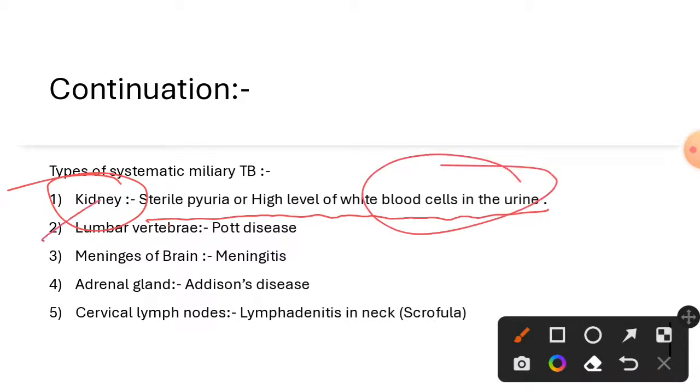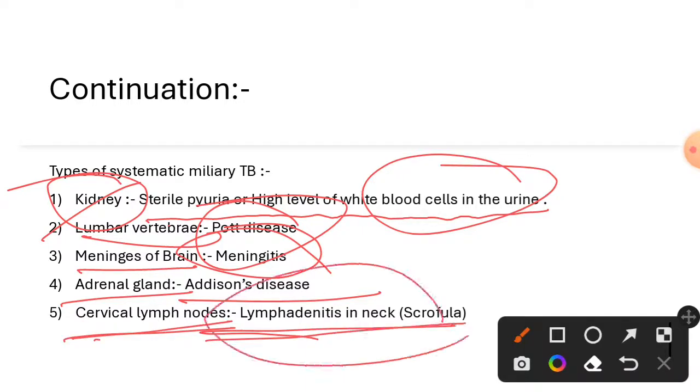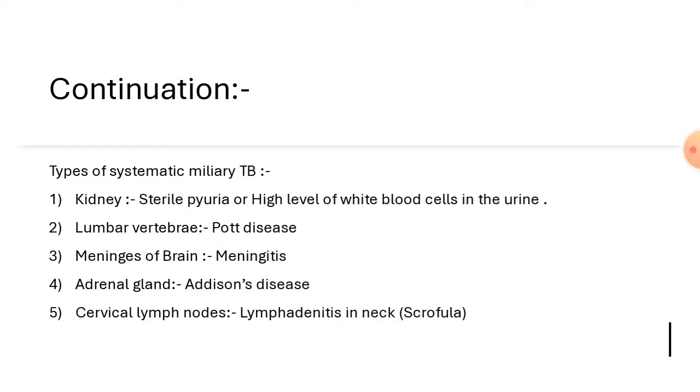If it reaches the lumbar vertebra, it can cause Pott disease. If it reaches the meninges of the brain, it can cause meningitis. If it reaches the adrenal gland, it can cause Addison's disease. And if it reaches the cervical lymph node, it can cause lymphadenitis in the neck, known as scrofula. So that is the end of the pathogenicity of Mycobacterium tuberculosis.